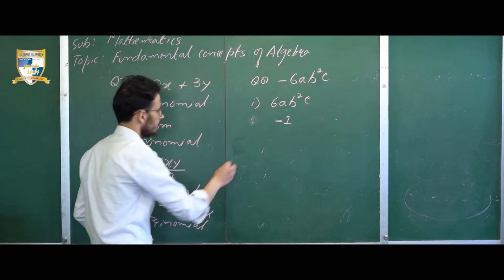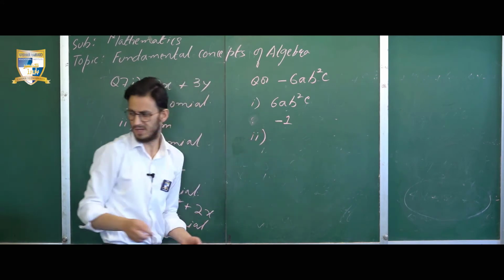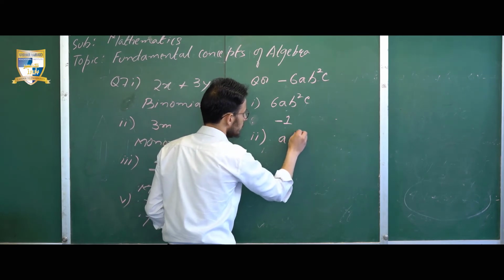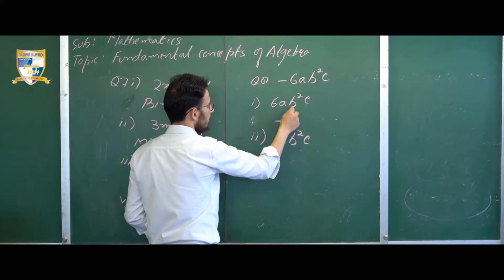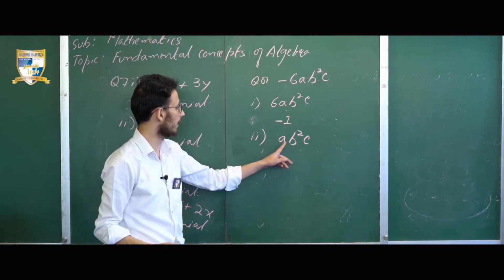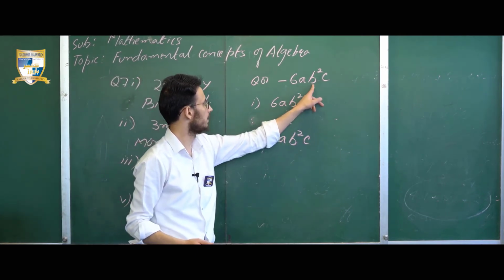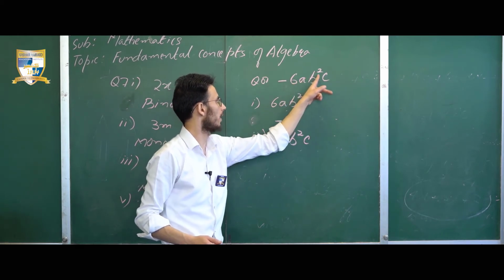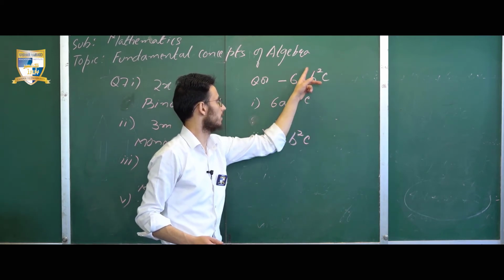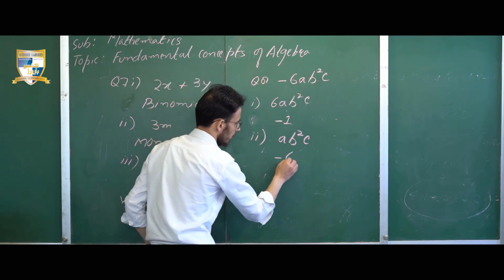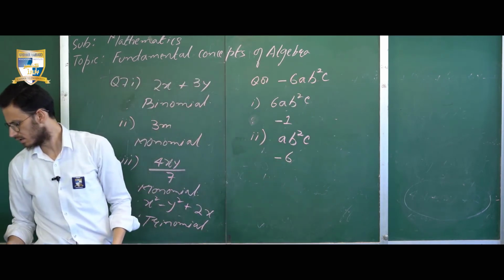Part second, we have to find out the coefficient of ab square c. Now what is the coefficient of ab square c? ab square c, all the three factors are given. This part is given. Now only one part is missing, that is minus 6. So our coefficient will be equivalent to minus 6.